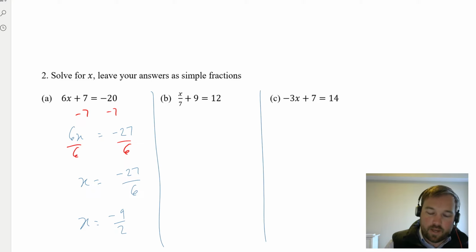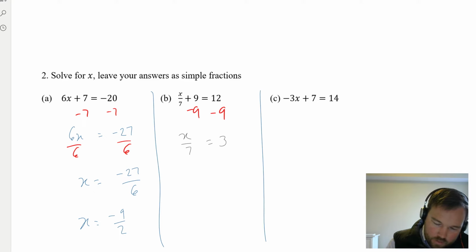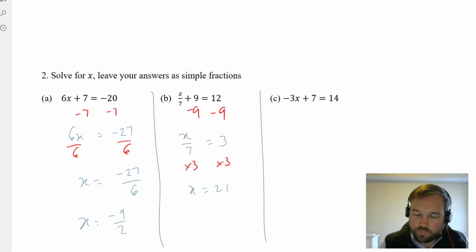Alright, next one. Same again. Starting from the number furthest away from x, so getting rid of that 9. Take 9, take 9. X on 7 equals 3. Times 3, times 3. X equals 21.